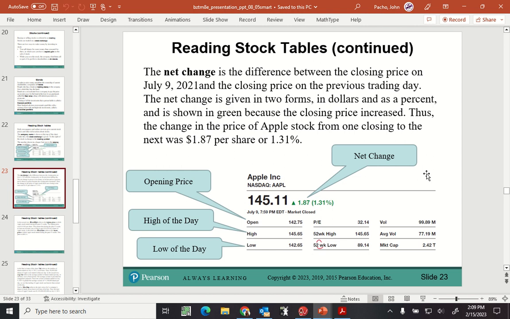Is it Chevy? What was it? Yeah, GM, General Motors. So that's one of the recent things. So be careful about those. Anyway, does that make sense?